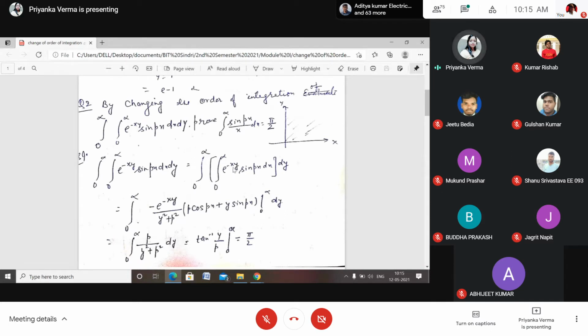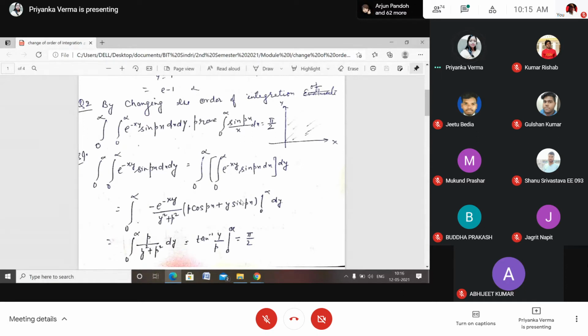Integral of e to power ax sine bx dx is e to power ax by a square plus b square, times a sin bx minus b cos bx. Have you studied this? So I have just followed that formula. We are integrating with respect to x, so we will treat y as a constant. Here minus y will be treated as a, and p will be treated as b. Using this formula, the integral has been transformed to this one.